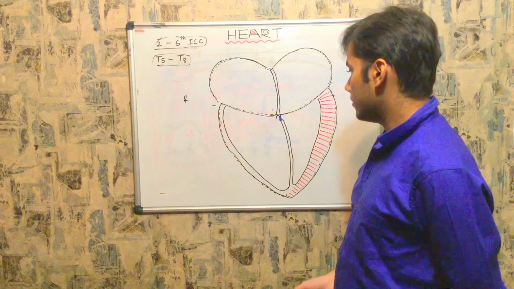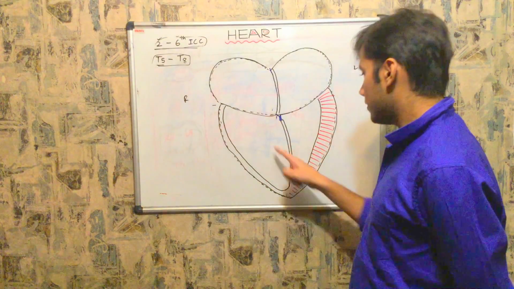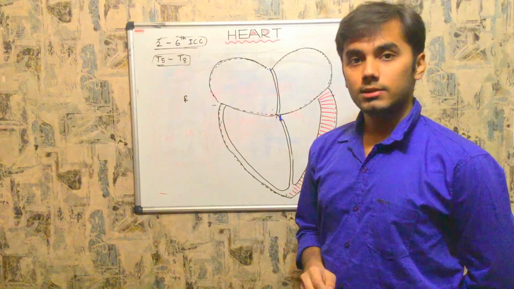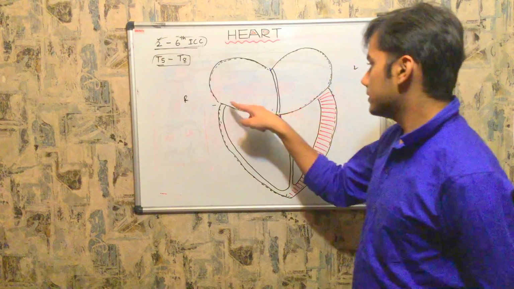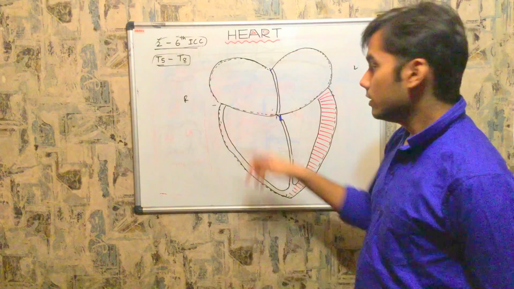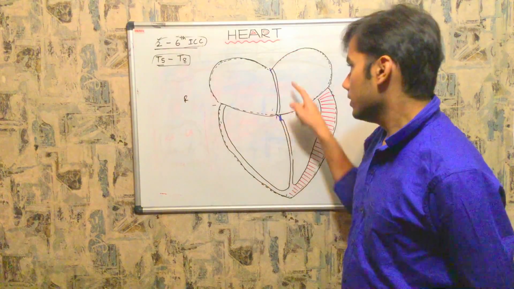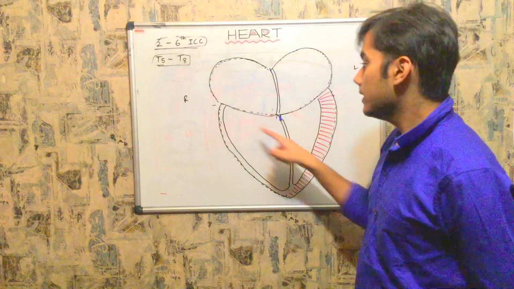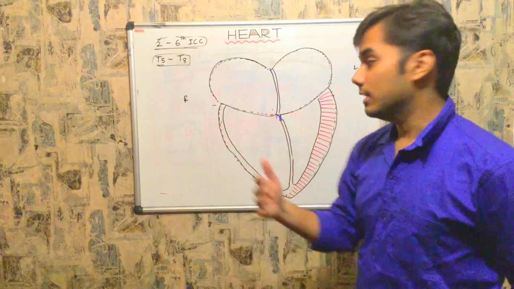Now coming to the ventricles, this is your right ventricle, this is your left ventricle, and the septum that is separating both the ventricles is called your interventricular septum, right? In the same way, there is one more septum that is completely separating both atria from both ventricles. This septum is called the atrioventricular septum. So this is your interatrial septum, this is your interventricular septum, and this is your atrioventricular septum, right? I'll label the parts later.